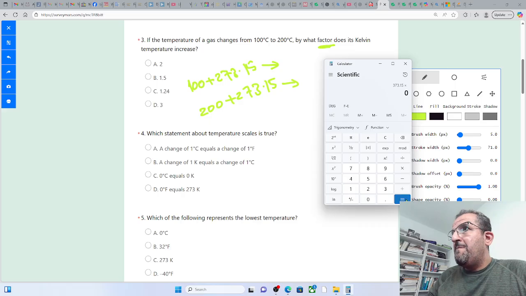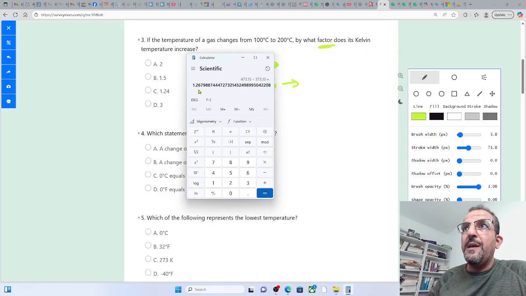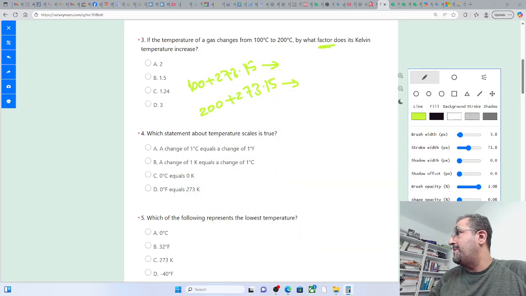So I will do 473.15 divided by 373.15. That's equal to 1.26, as you can see. So the closest number here is C. So C is the right answer.